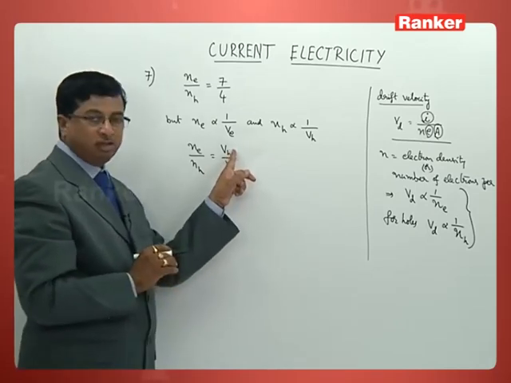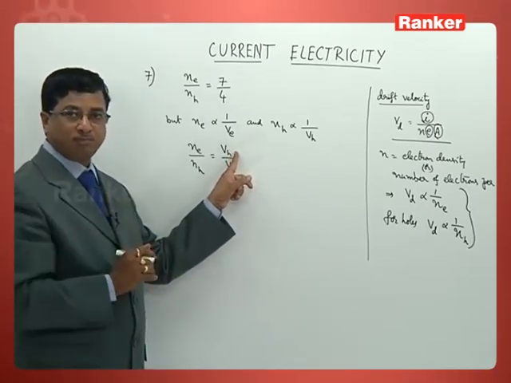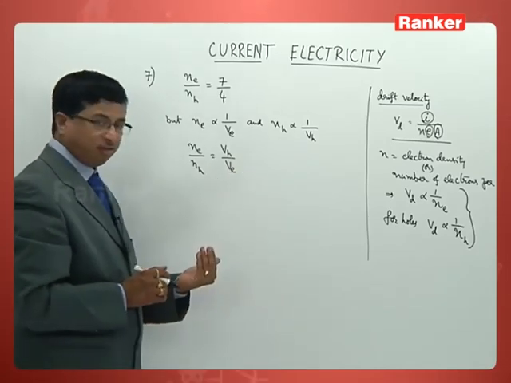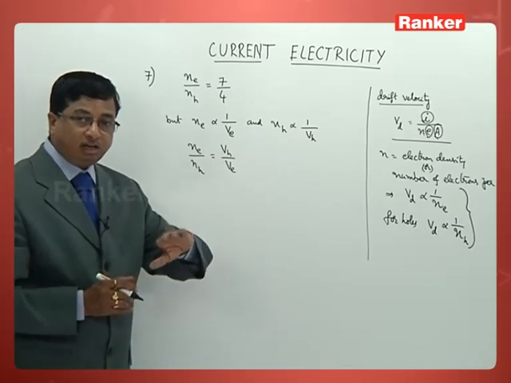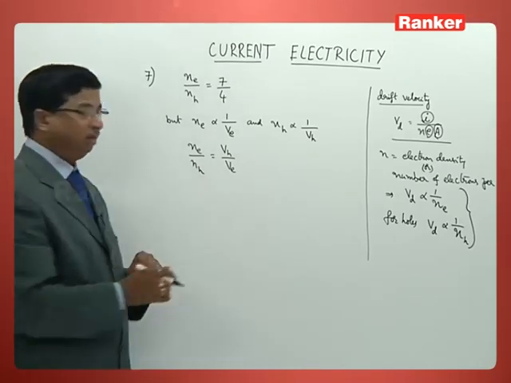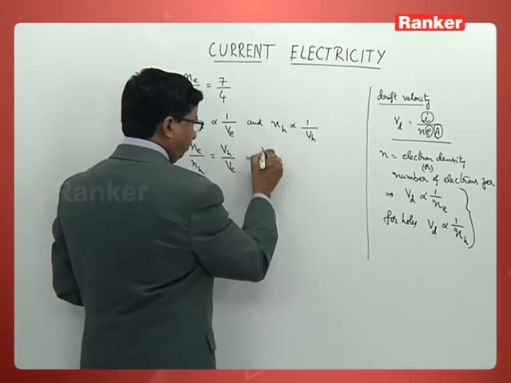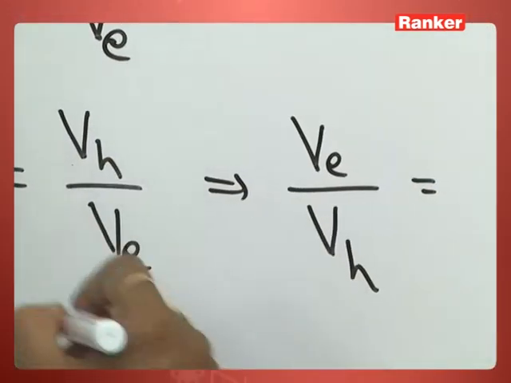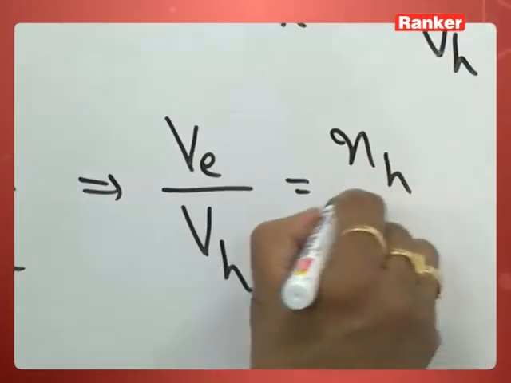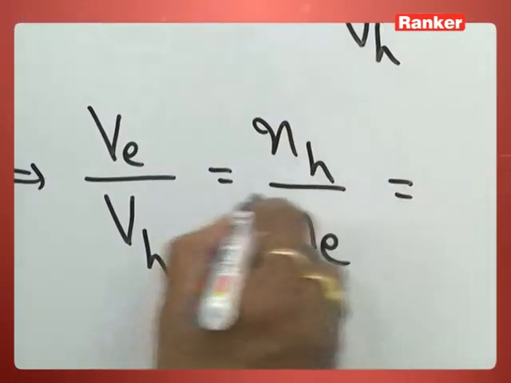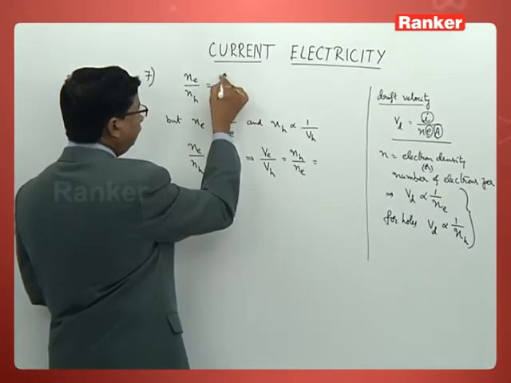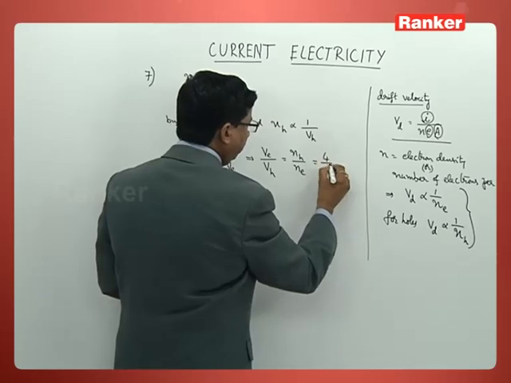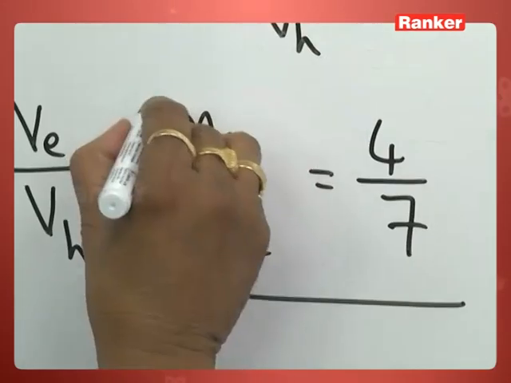VH stands for drift velocity of holes. This is drift velocity of electrons. But his question is drift velocity of electron to hole ratio we want. So what should we write? Drift velocity of electrons by drift velocity of holes is equal to NH by Ne. You know Ne by NH is 7/4. Come on, reciprocate that. Won't you be getting 4/7 now?